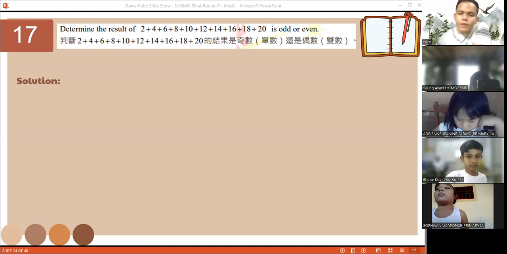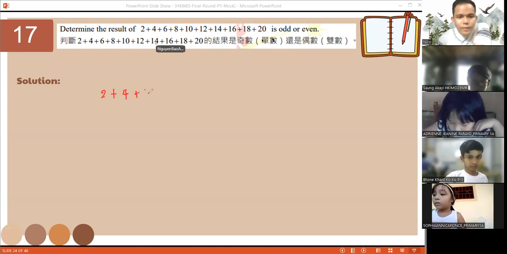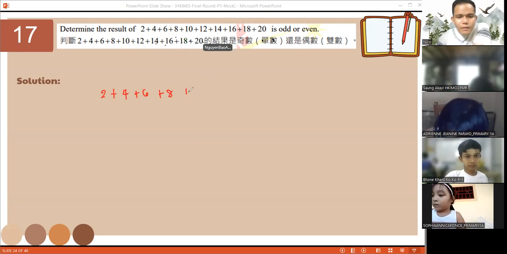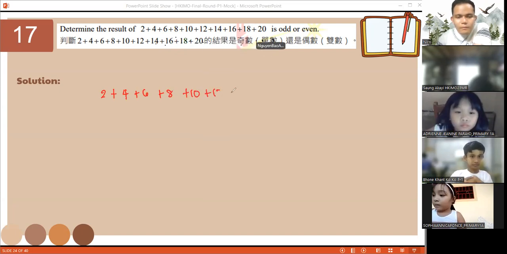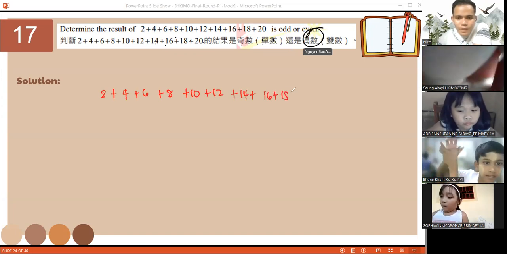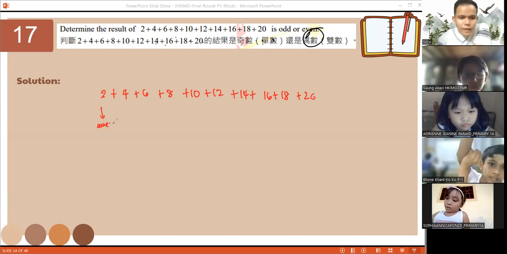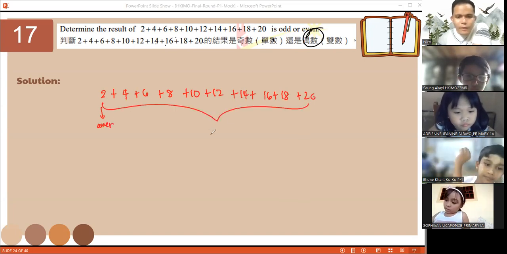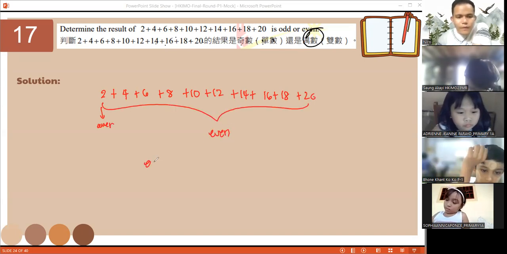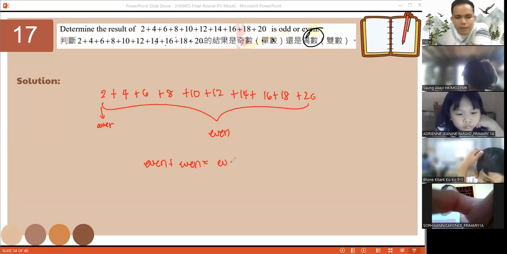So what do you notice here? You just keep on adding even numbers, right? If you have 2, you have 4 plus 6 plus 8 plus 10 plus 12 plus 14 plus 16 plus 18 plus 20, they are even. Okay? All of them are even. So even plus even, then the answer is even.